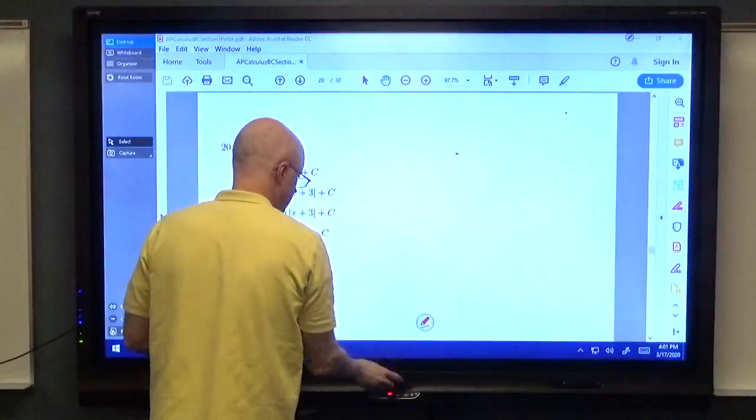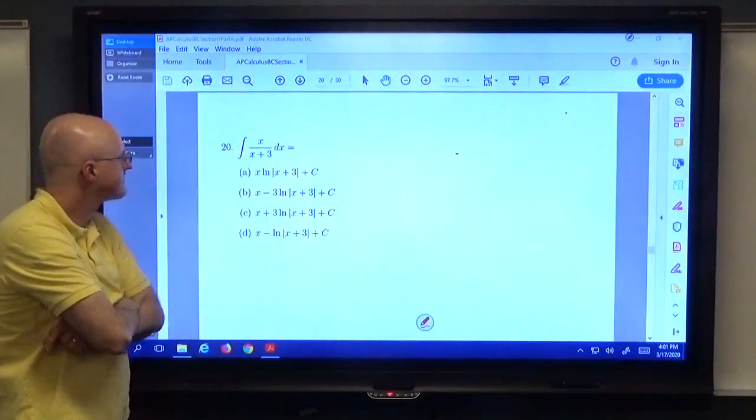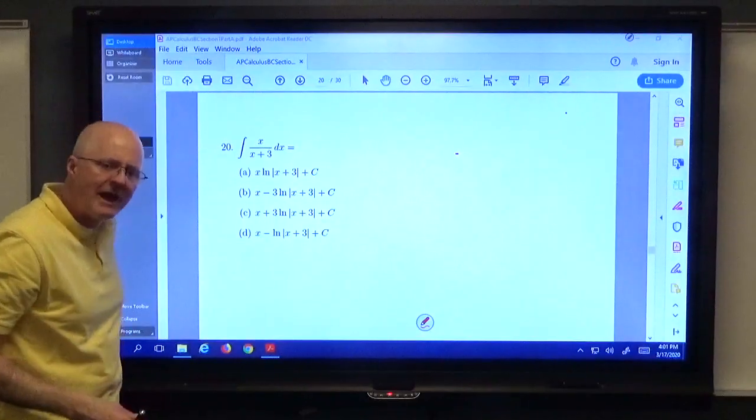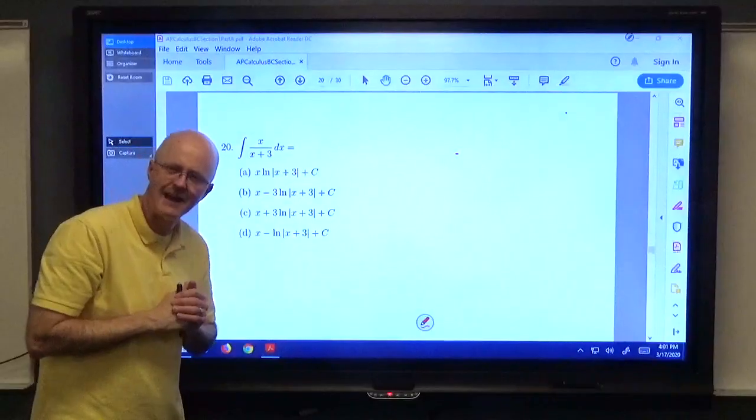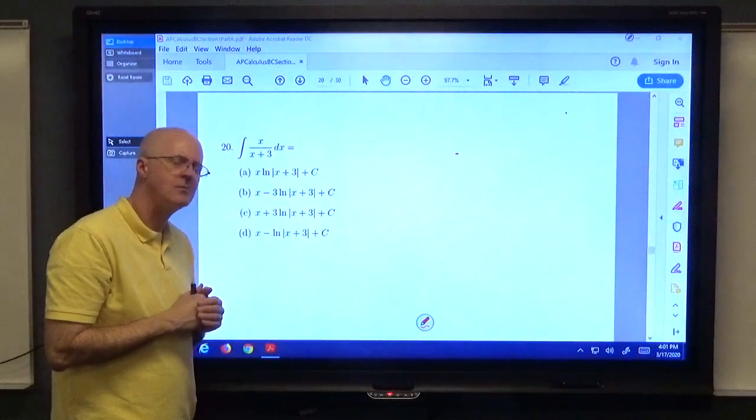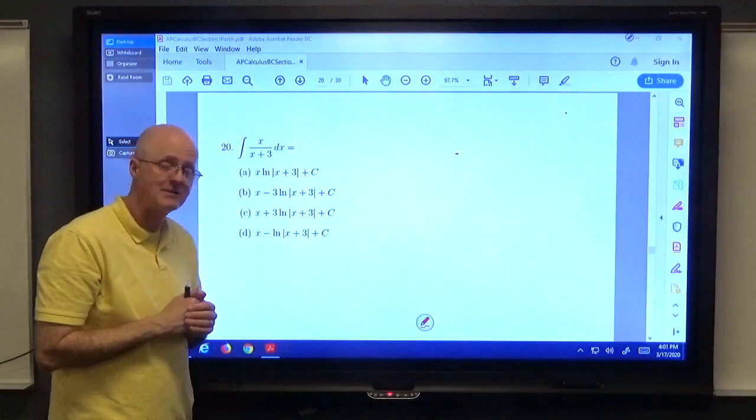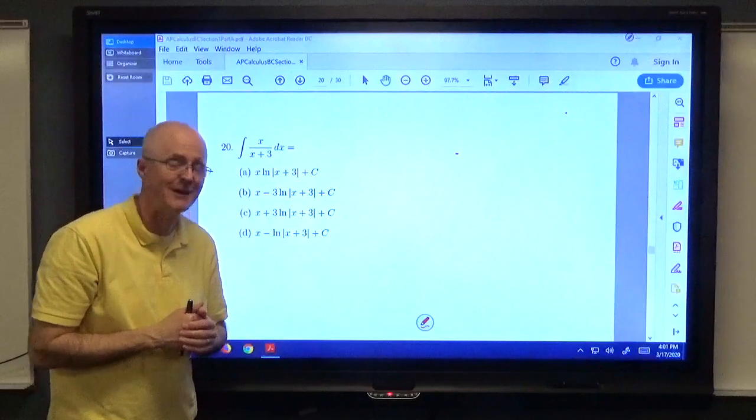This problem can be done a couple different ways. And each of these two ways produces actually a different looking answer. So does that mean there's not a unique answer? Well, the answer to that is it depends on what you mean by unique.